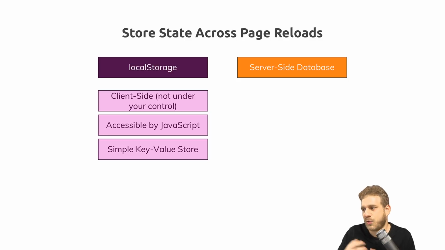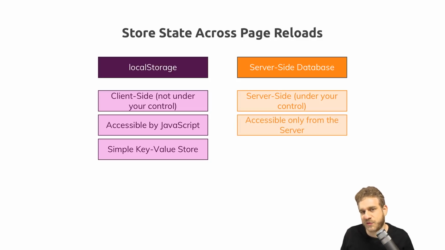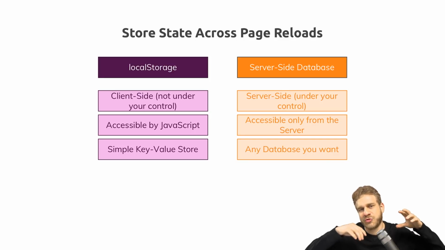It's a simple key-value store, that's also important to keep in mind. That means you can't store complex data in there, you can't store images in there, really just simple data, but for keeping track of a user session, for example, of a JSON web token and so on, this is perfect. Now, the server-side database is better for data that needs to be under your control, like the user data you store, stuff like that. It is accessible from the server only, so the client can't access it, which of course is an extra security layer. And of course, you can use any database you want, and you can store whichever data and data types you want. And this is how you persist state or how you store data.